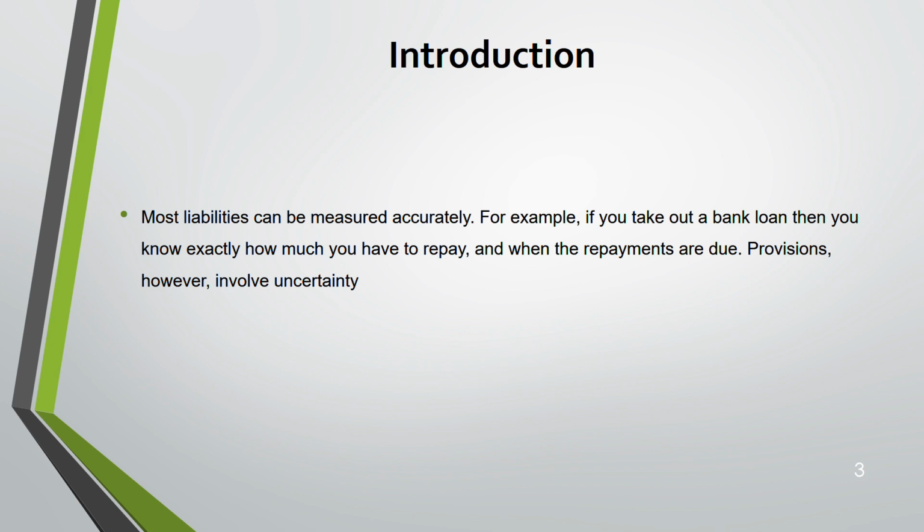Before we start with provision, you need to know that provision is a liability, right? So that means you have to apply the definition of liability to provision. The difference between liabilities and provision is that most liabilities can be measured accurately. For example, a bank loan is clearly a liability, because we have an obligation to pay and we know the amount. But when it comes to provision, the amount involves uncertainty. It has something to do with the future and the amount is uncertain. But still it's a liability.